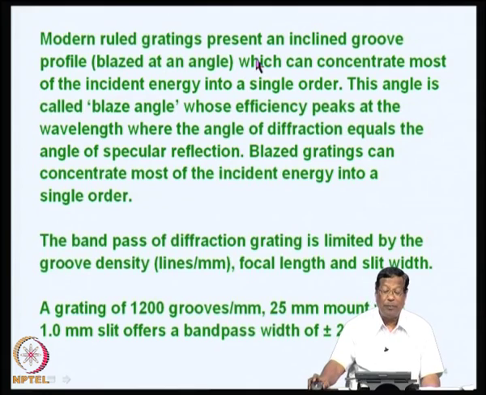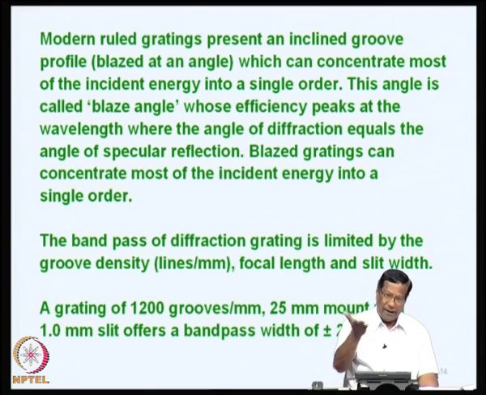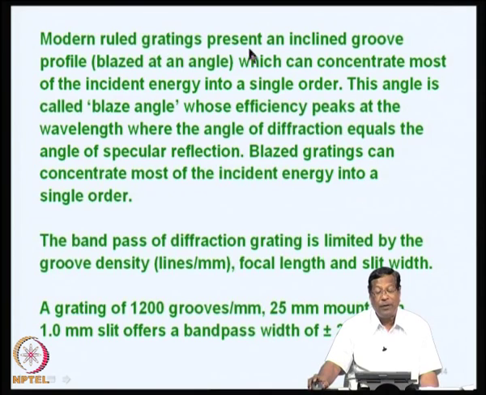Now, modern ruled gratings present an inclined groove, not exactly straight, but in an inclined way, so that the broad surface will be presented at the incident angle. So, this is known as blazing. These blazed modern ruled gratings are blazed at an angle which can concentrate most of the incident energy into a single order. This angle is called the blaze angle, whose efficiency peaks at the wavelength where the angle of diffraction equals the angle of specular reflection. So, blazed gratings can concentrate most of the incident energy into a single order. This is the advantage of a blazed grating.